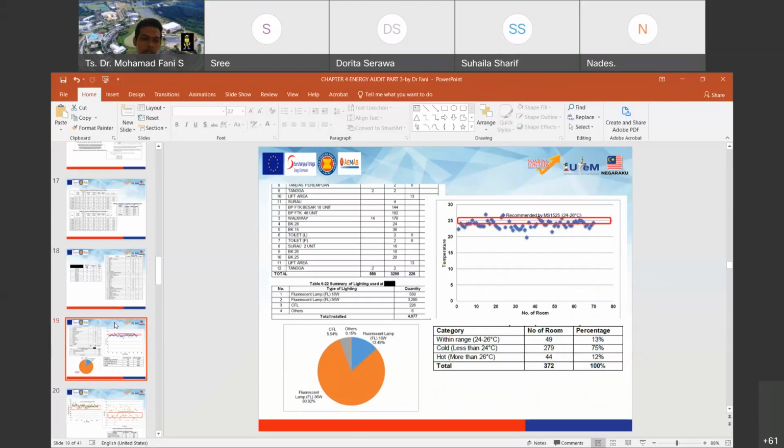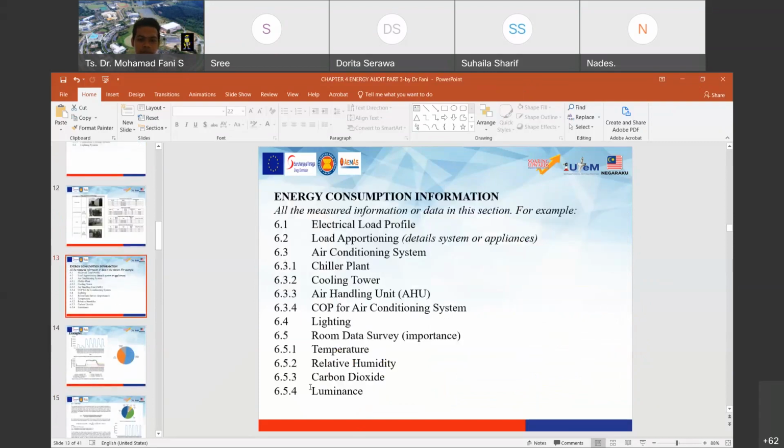So this one, okay, refer to this one, refer to section 6. Section 6 normally is the kind of the measured data that you have from the site, from the measured data, room data survey, lighting, or the plant load measured data, power for the equipment, okay.